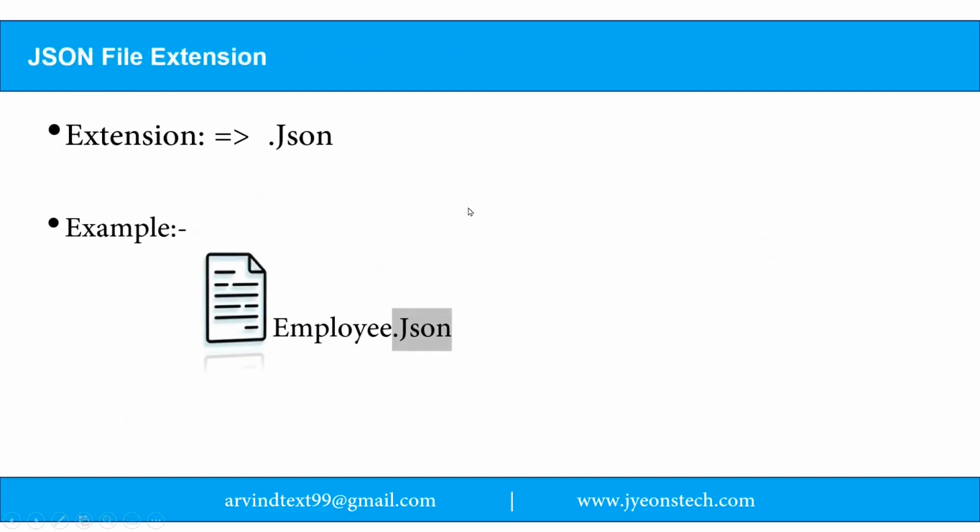So next is the JSON file extension. The extension of a JSON file is .json. For example, if you have created a JSON file, you have to save the file using the .json extension. So let's see how to create a JSON file.